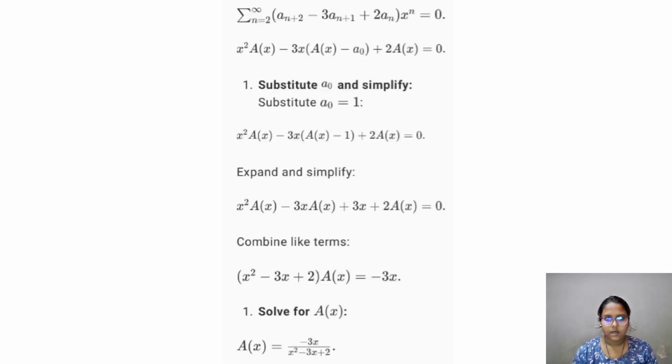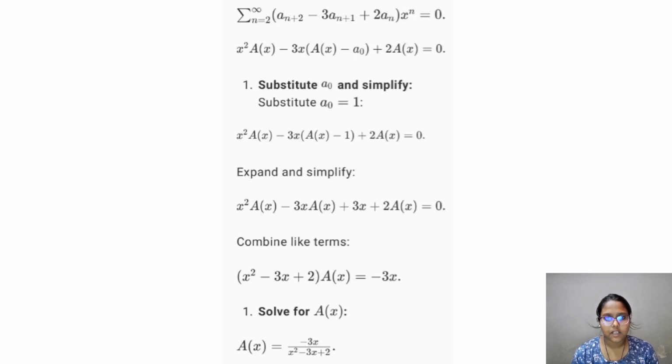So sigma of a(n+2) minus 3a(n+1) plus 2a(n), into x^n, is equal to 0: x squared A(x) minus 3x (A(x) minus a(0)) plus 2A(x) = 0. Substituting a(0) = 1 in the above equation: x squared A(x) minus 3x (A(x) minus 1) plus 2A(x) = 0. Expanding and simplifying, we get these steps.